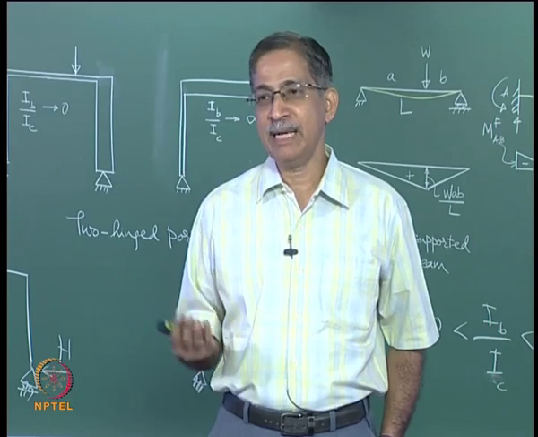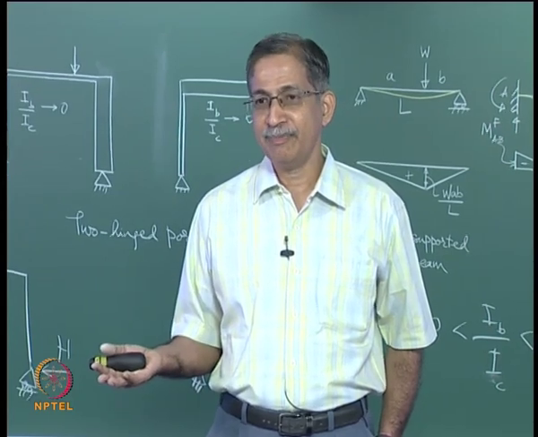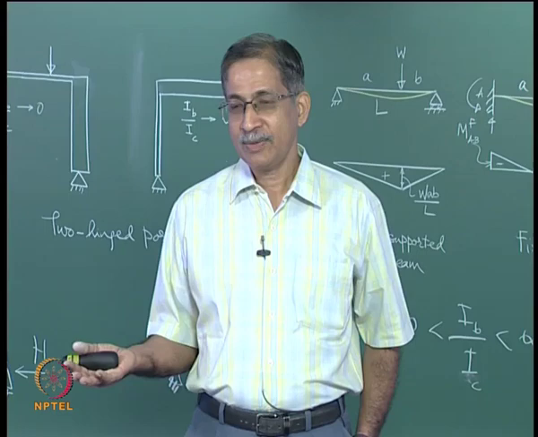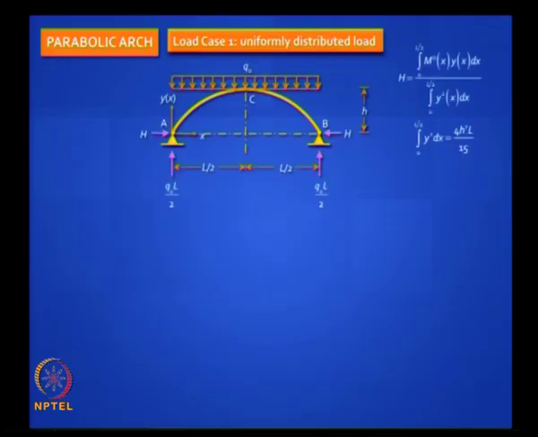What is the bending moment at midspan in a simply supported frame? Q naught L squared by 8. That will get eliminated at the crown. So you have to divide it by h. So it is Q naught L squared by 8h, you know the answer.